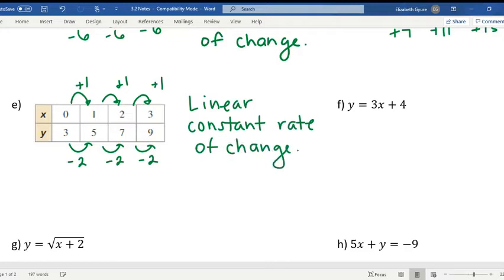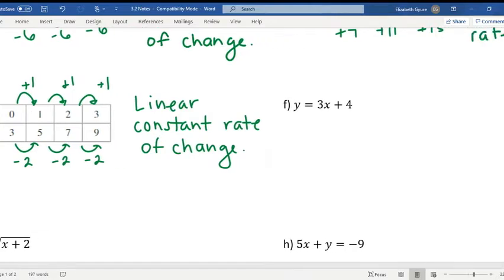Excellent. Not too bad, right? Cool. All right, now, if you look at F, we have an equation. Okay, so now we have to decide, is this a linear equation or not? And if you look up at your list up above, linear equations need to be in the form y equals mx plus b, okay? M and b should be numbers.